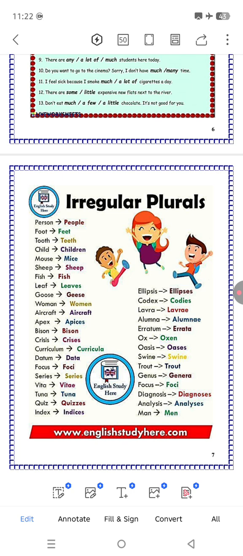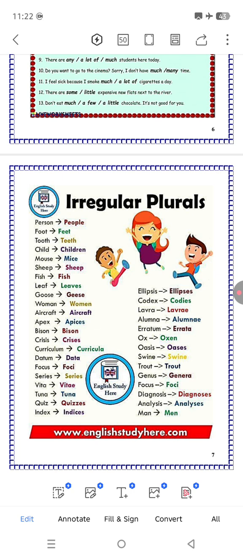Ox, this is from primary school, which is some kind of an animal. It is changed into oxen by adding en to the end of the word. We have swine, it keeps the same form. We have trout, also the same form. We have genus into genera, and we have focus, which I think is repeated. We have diagnosis, which keeps the same pronunciation, but we have to change only the last two letters from IS to ES.